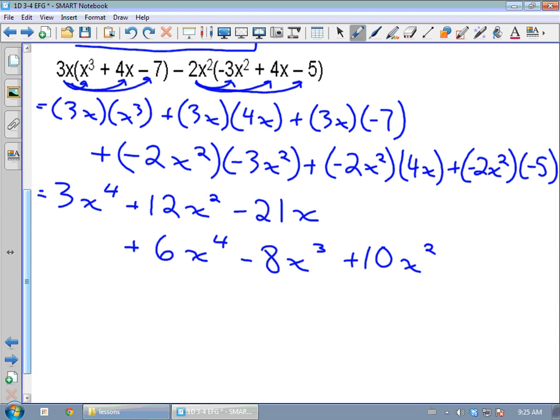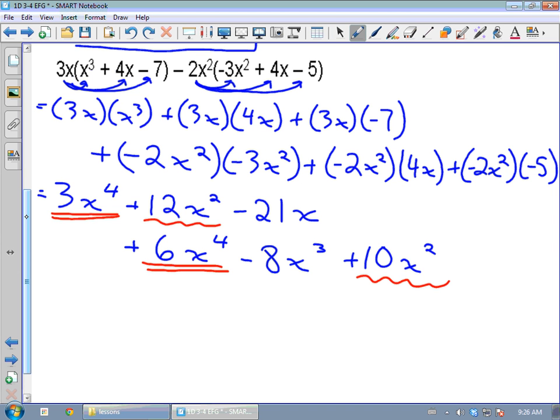So now let's do the simplification part, and let's look for our like terms. We've got a 3x to the power of 4, and we've got a 6x to the power of 4. We've got a 12x squared. We've got a 10x squared. And those are the only ones that match up. So those are the only ones we can add together.